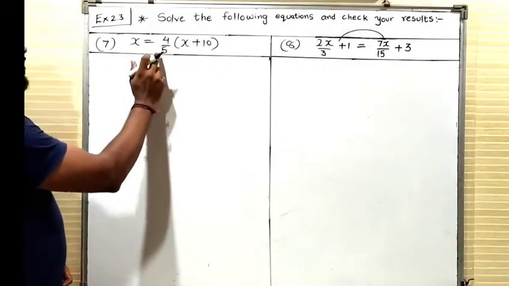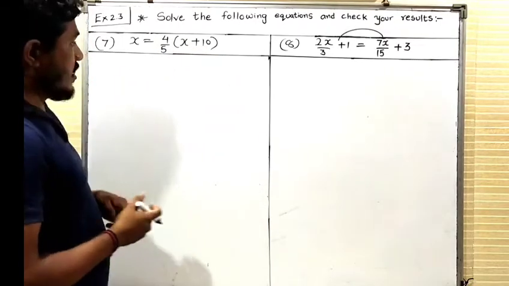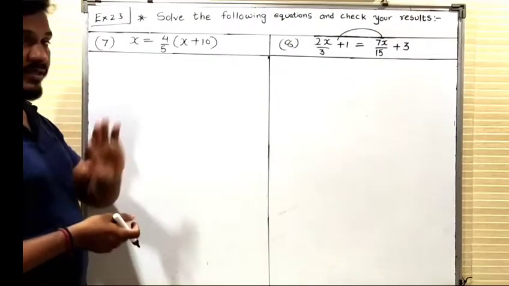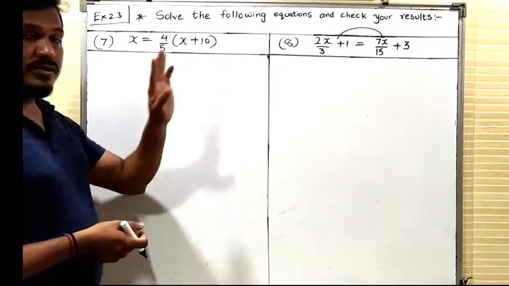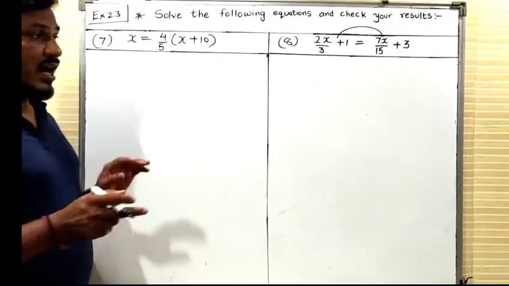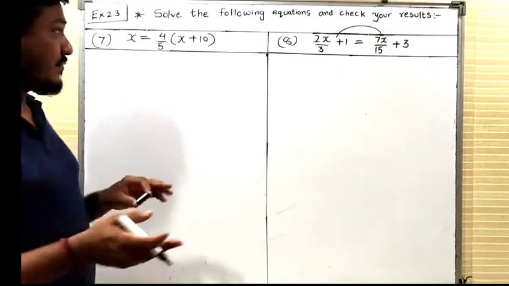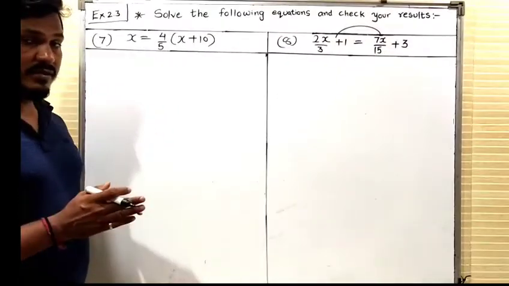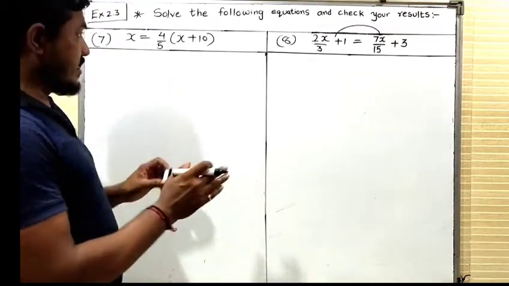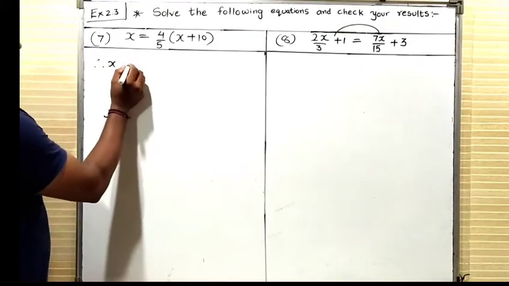x equals to 4 by 5 in bracket x plus 10. Now the confusion is that 4 by 5 is given and a bracket is given. First you need to resolve such a bracket. When such kinds of sums are asked in the exam, the student gets frightened or annoyed. Rather, such kinds of sums are very easy to solve. See dear student, what I will do, write this thing as it is.